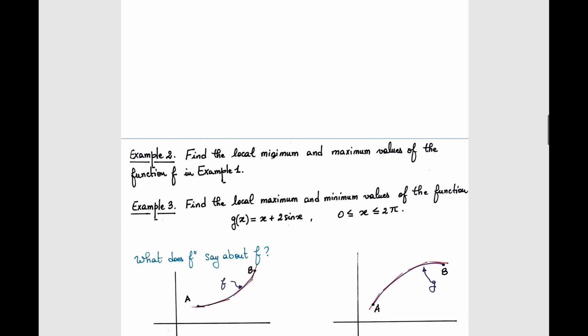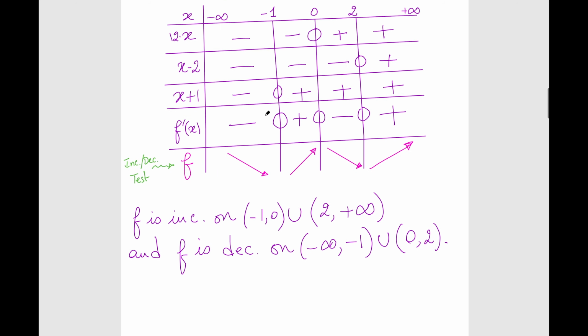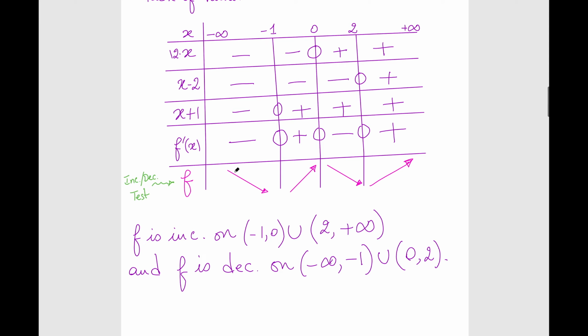Let's go to the next example. Example 2. Find the local minimum and maximum values of the function f in example 1. So we talked about it. At -1, since f prime changed sign from negative to positive, and hence the function f is changing from decreasing to increasing, then at this number -1 the function is going to reach a local minimum. So this is f of -1 here. f of -1 is the minimum point it's going to reach in the neighborhood of -1.